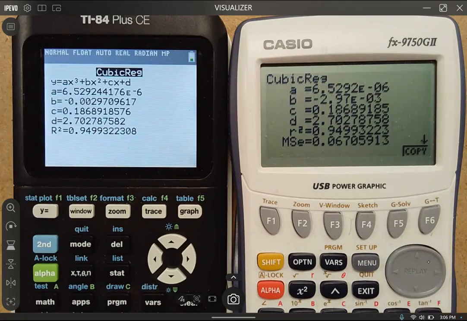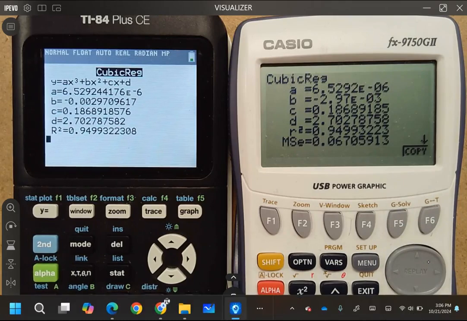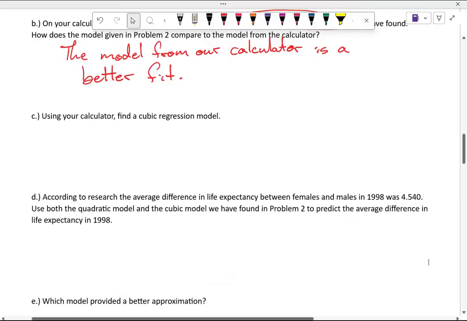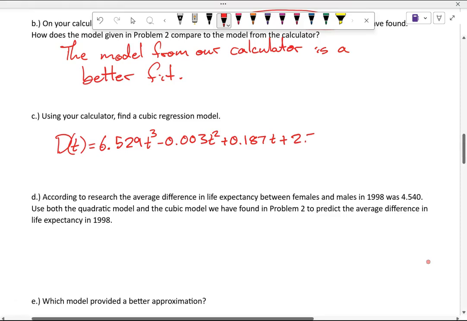So that is copied. All right, let's write down what our equation was. Our cubic regression, so d of t is equal to 6.529 t cubed, so that's ax cubed, minus 0.003 t squared, plus 0.187 t, plus 2.703. So there is our cubic regression model.